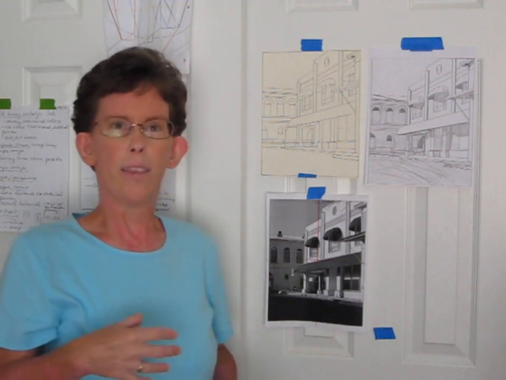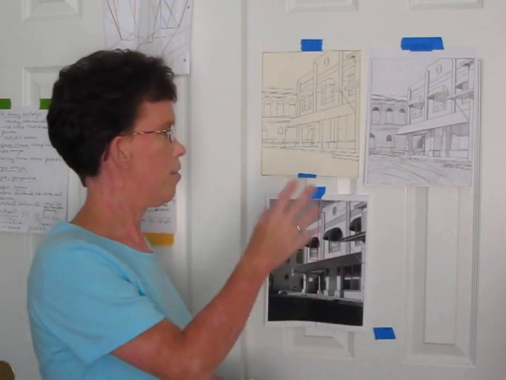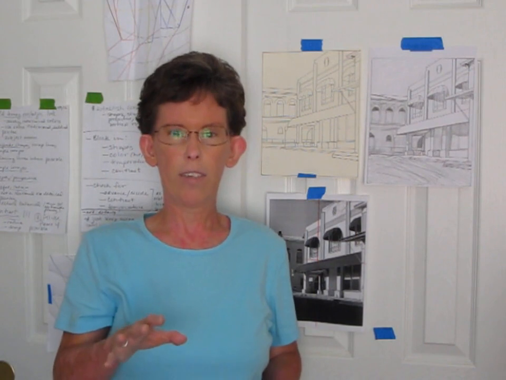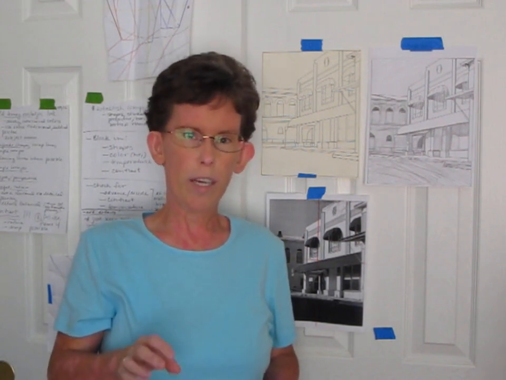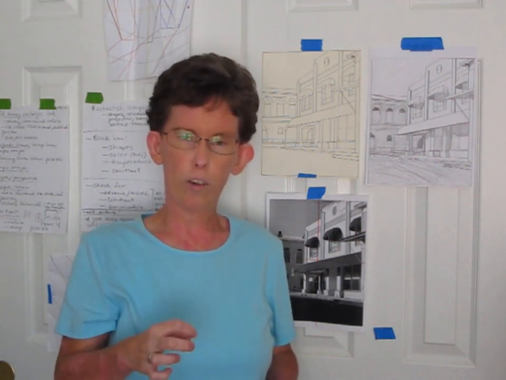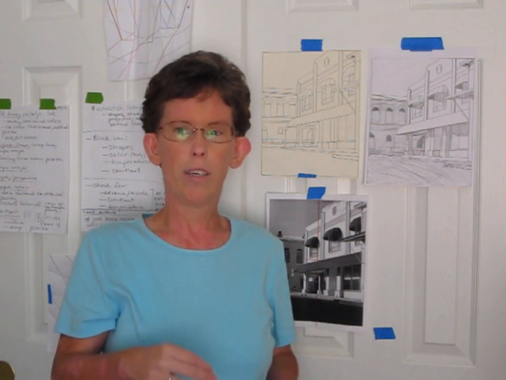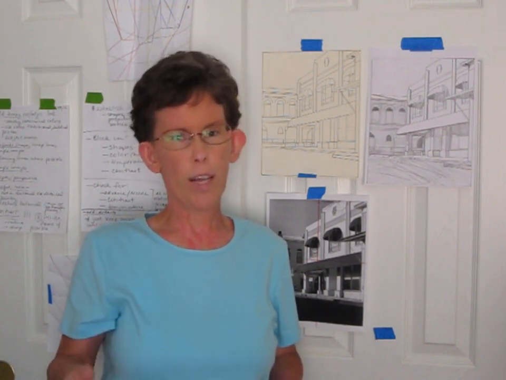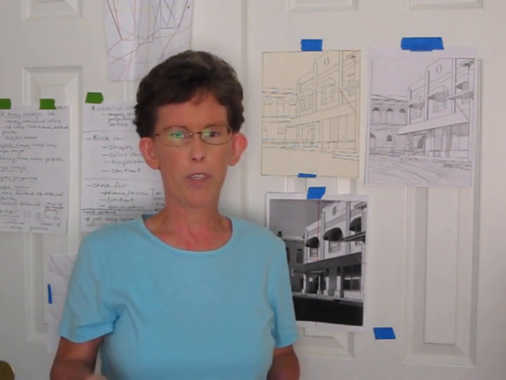The next step is to take this drawing and put it onto my canvas. When I first started painting, I learned how to take a small drawing and grid it up into a larger drawing. It's called the gridding up method. I don't do that anymore because I have an opaque projector.